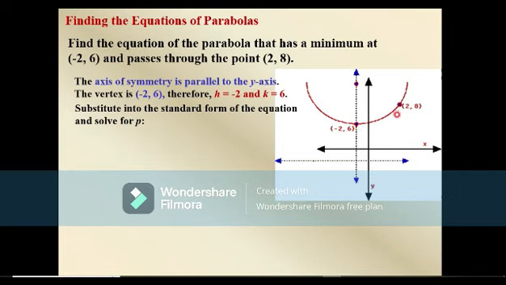And it passes through the point (2, 8). If we're going to graph it, it looks like this. So the axis of symmetry is parallel to the y-axis here. Then substitute into the standard form of the equation and solve for p. So this is what you're going to solve. Since the axis of symmetry is vertical and it opens upward, we will use (x minus h) quantity squared equals 4p times (y minus k). Then x is equal to 2 and y is equal to 8.